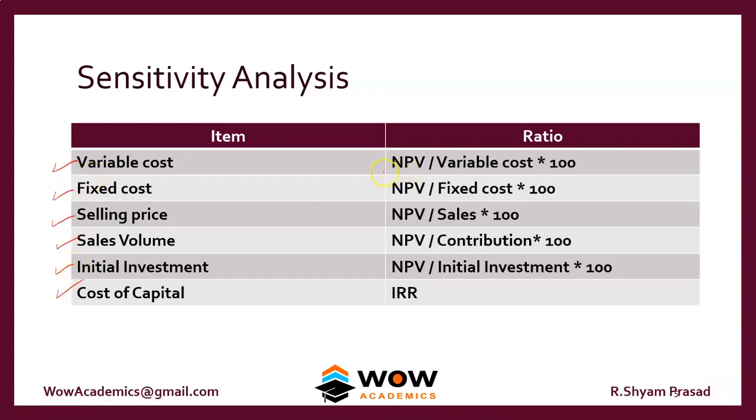So the formula works like this: the numerator is always NPV, except for cost of capital. The numerator is always NPV. The denominator is always the variable. So it's variable cost, fixed cost, sales, contribution, initial investment, into 100. So the formula is very easy to memorize. The numerator is always the NPV. The denominator is always the variables which are here.